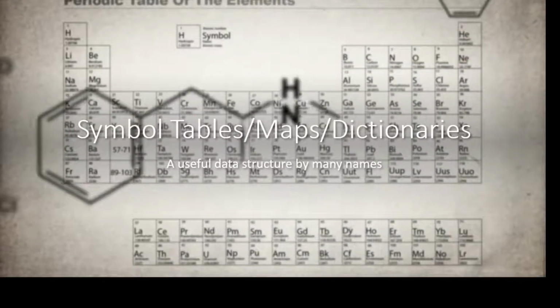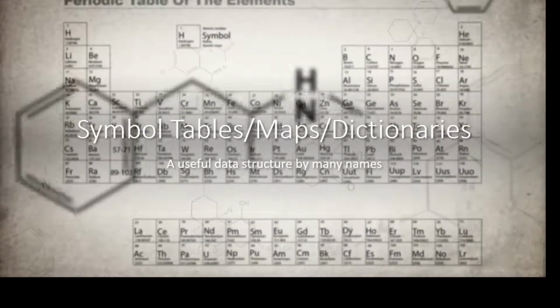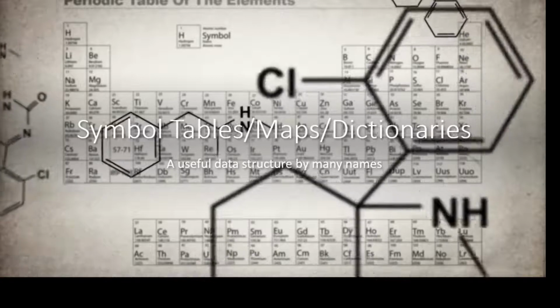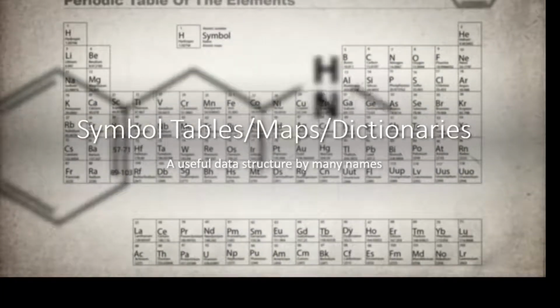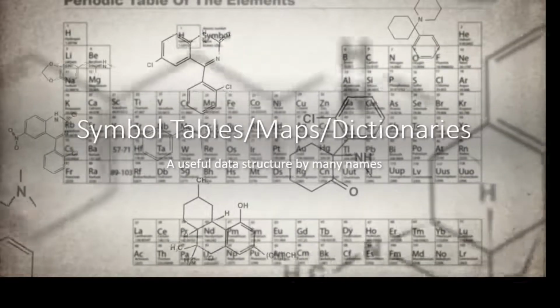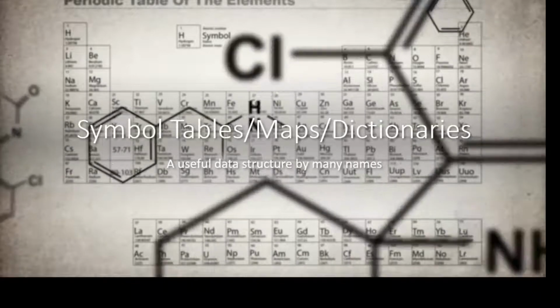So this video is going to give you a very brief introduction to the idea of symbol tables, also known as maps, also known as dictionaries, depending on the language you're in. Coming from Python, if you have that background, you probably talked about dictionaries. In Java, you'll hear about maps. C++, also maps. Symbol tables, definitely in the book.